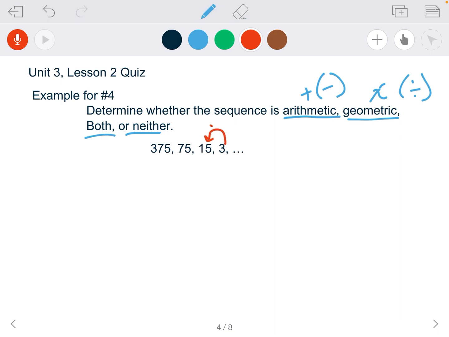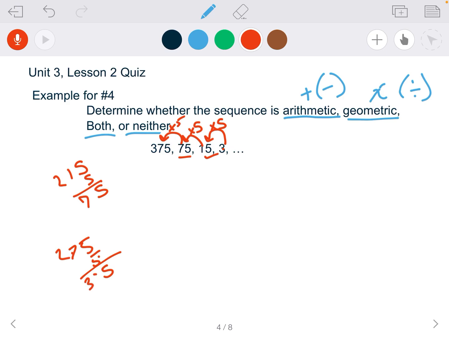3 goes to 15. I can actually multiply it by 5. 3 times 5 is 15, yes. Is 15 times 5 75? 5 times 5 is 25, 5 times 1 is 5, 20. Yep, 75. Yes. Is 75 times 5 375? Let's see, that's 25. Carry the 2, 35, 36.